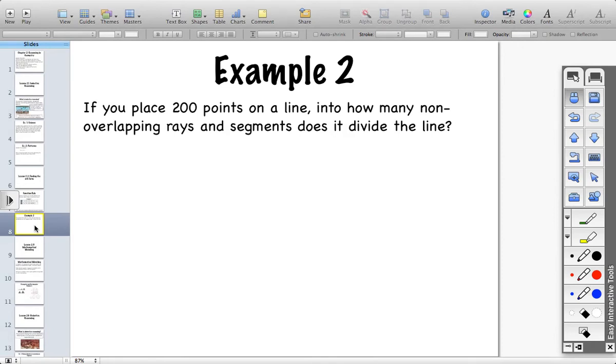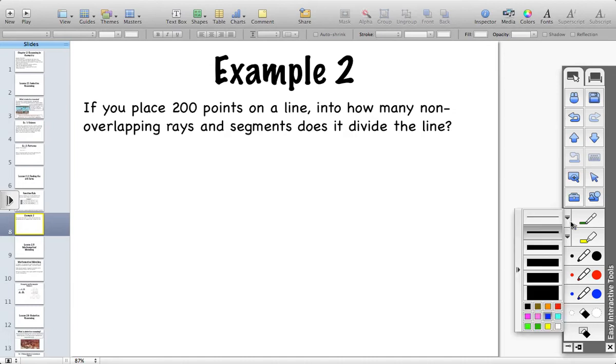All right, if you place 200 points on a line, into how many non-overlapping rays and segments does it divide the line? So now we are wanting to figure out a pattern in order to answer this question. One of the ways we can do this, and probably one of the best ways to do this, is we want to create a table to organize our data. The key to making good conjectures is going to depend on having good data.